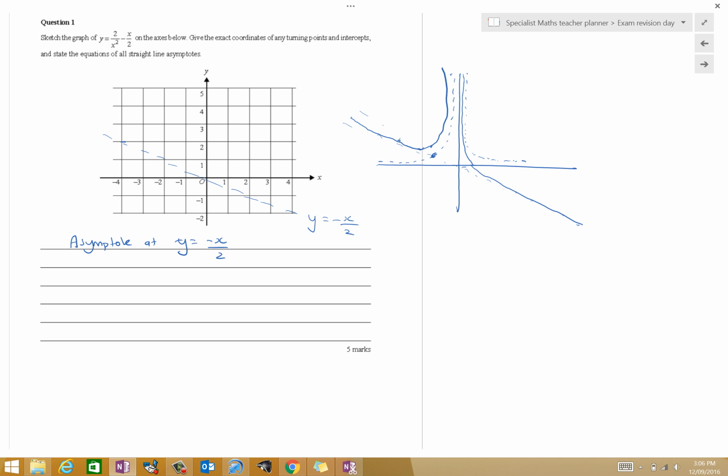All right, so x equals 0 is another asymptote. So we've got an asymptote here, x equals 0. Now what we're going to do is some algebra. First of all, we're going to say that dy/dx is equal to minus 4x to the power of minus 3 minus a half, and I'm going to let that equal 0.